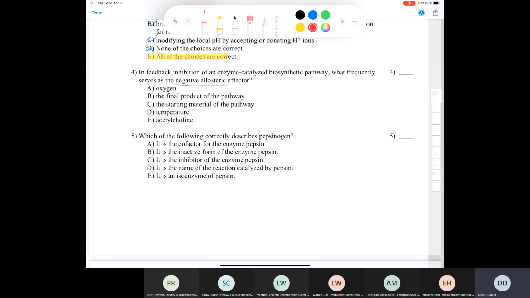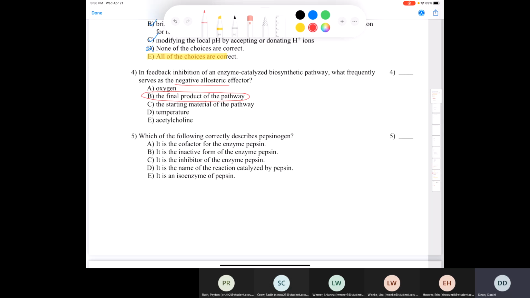And so if we look at the possible answers here, we have oxygen, the final product of the pathway, the starting material, the temperature, acetylcholine. Well, the answer is the final product of the pathway, right? We saw several examples of an enzymatic pathway with a series of two or three or four or five steps, doesn't matter how many, but we saw how sometimes the product can inhibit an enzyme at an earlier step in the pathway, thus being a negative allosteric effector, right? It can bind to another enzyme in the pathway and shut down the pathway. So the final product of the pathway can make a good negative allosteric effector.